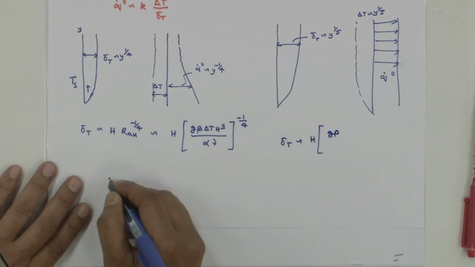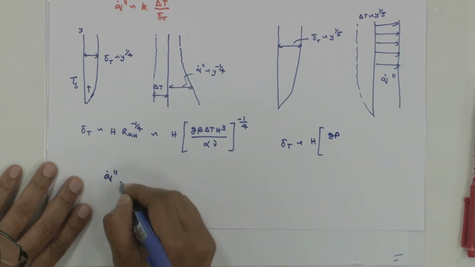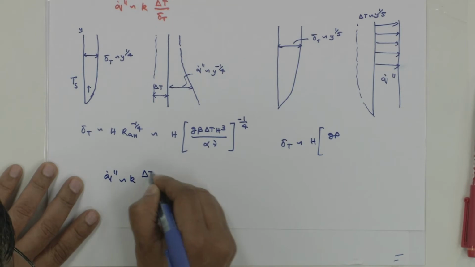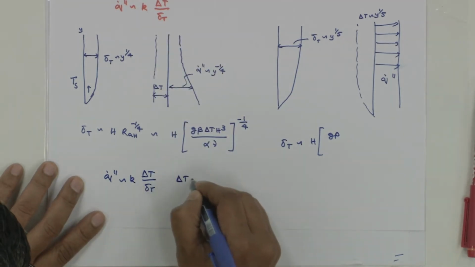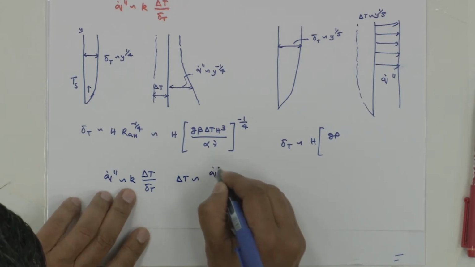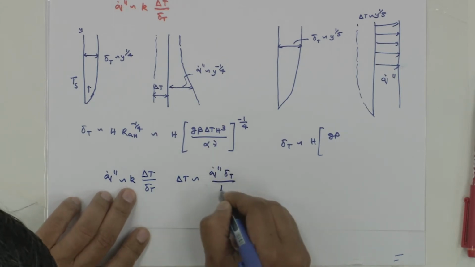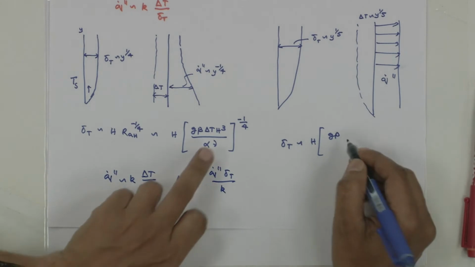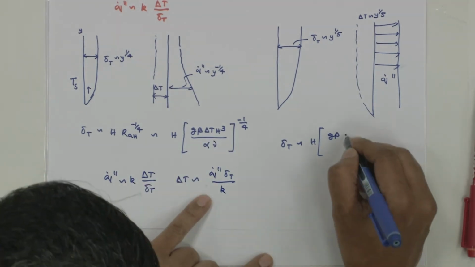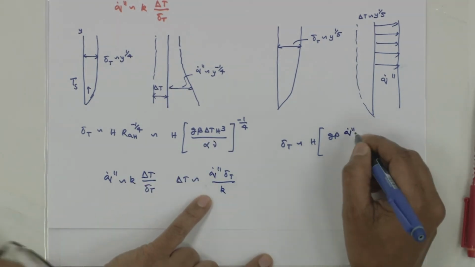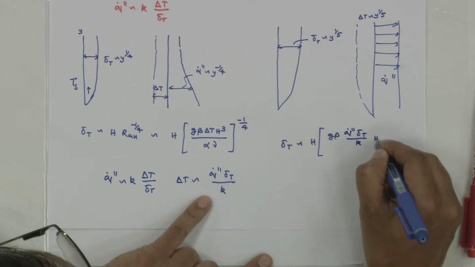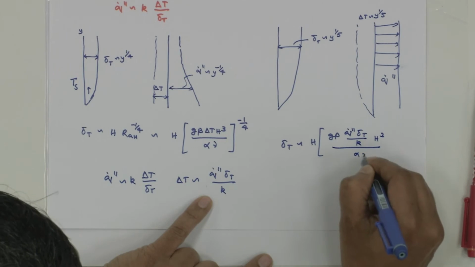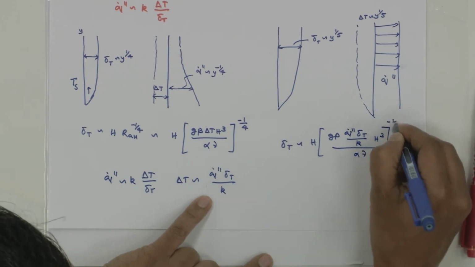Now what is delta T? Q double dash is of the order of k delta T by delta T. So now delta T will be of the order of Q double dash delta T by k. So I will substitute for delta T this thing because I want to get heat flux instead of delta T. Q double dash delta T by k, H cube upon alpha nu to the power of minus 1 by 4.